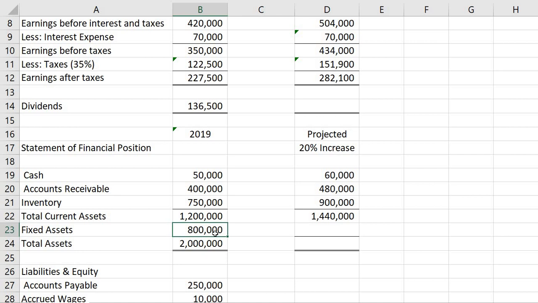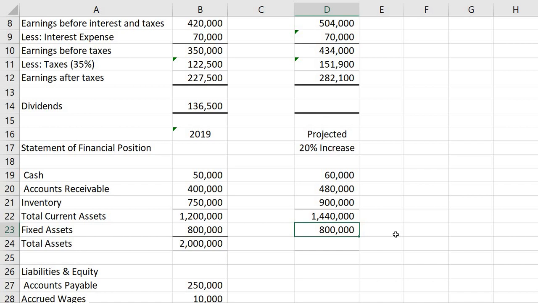Kasi they can still cater. Their current fixed assets, ang existing nila na fixed assets, can still accommodate the increase in their sales. I hope you're able to get that. So, itong fixed assets na to, we're assuming that the company is still operating within its normal capacity, so hindi natin siya i-increase. Take note that ito ay will spontaneously increase with your sales lang kapag sa problem, merong indication that the company has been operating already at full capacity.